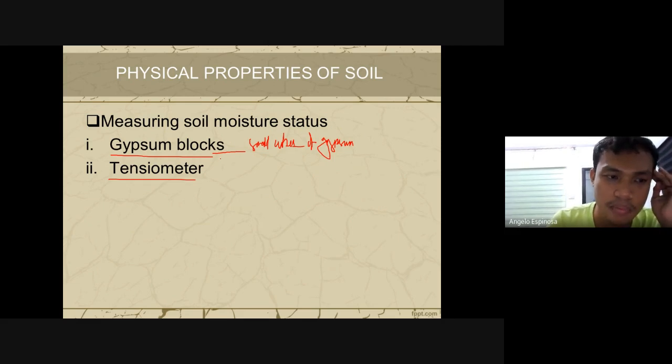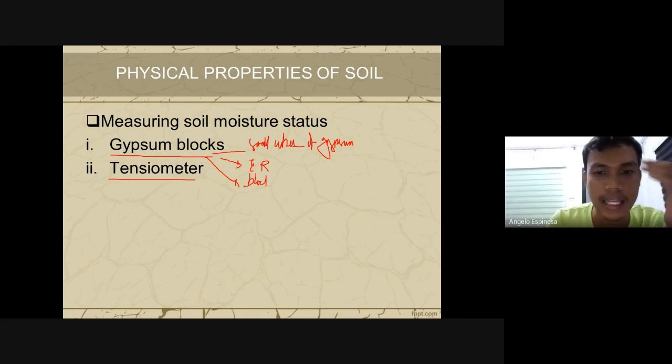So yung gypsum blocks po, it is an electrical resistance. Electrical resistance in a porous material like gypsum changes with the changes in the moisture content. The block is calibrated. So, calibrated po ang block.